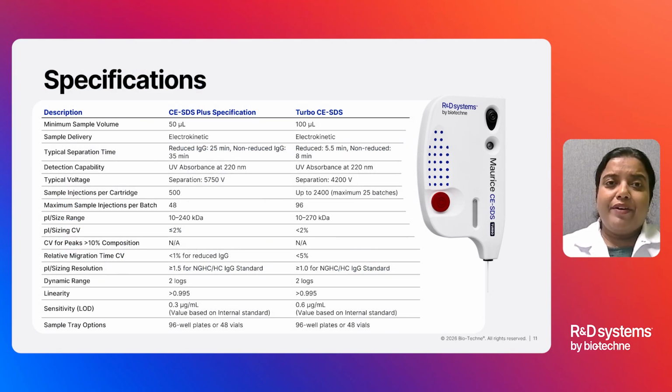If we compare the specifications of our standard CE-SDS Plus and Turbo CE-SDS cartridges, while the Turbo CE-SDS dramatically reduces the runtime to as little as 5.5 minutes, it maintains comparable performance in sizing, accuracy, dynamic range, linearity, and reproducibility. In addition, Turbo supports up to 2,400 injections per cartridge. That significantly increases the throughput and reduces cost per sample, making it ideal for high-volume development and QC environments.